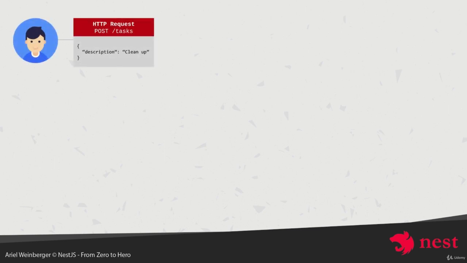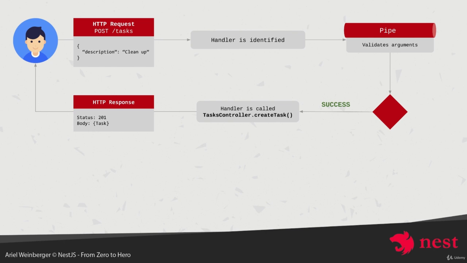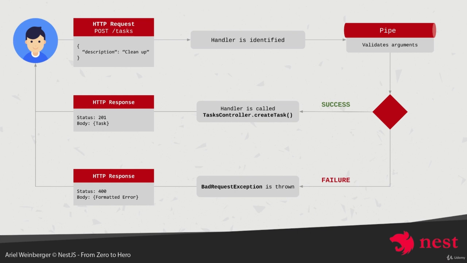So here's an example. We have an HTTP request post to /tasks coming in. The handler is identified. The pipe validates the arguments. If successfully validated, the handler is then called, then returning the HTTP response back to the client after handling the function. If we fail to validate the pipe, we can throw a bad request exception, which then results in a 400 response, an error response to the client.